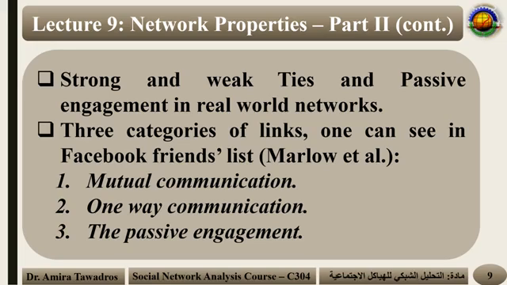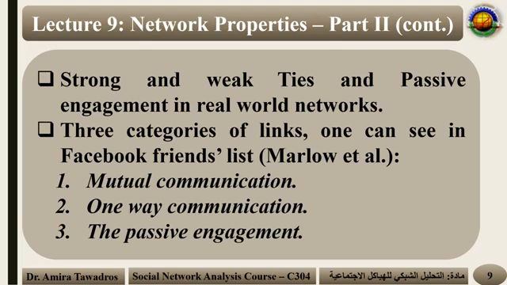Another category of links in Facebook friendship is one-way communication, where the user sends a message to a friend and this friend may or may not reciprocate the message. So this category of link is not as strong as mutual communication.